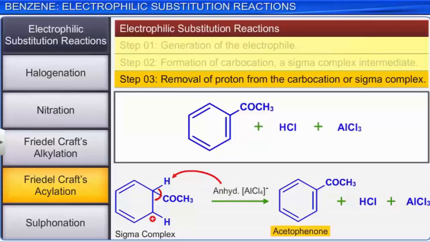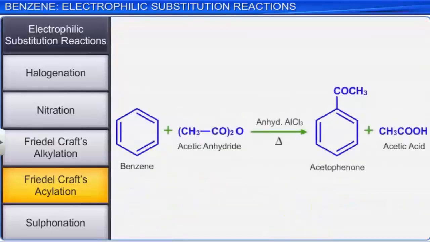Similarly, benzene reacts with acetic anhydride in the presence of anhydrous aluminium chloride and forms acetophenone and acetic acid.